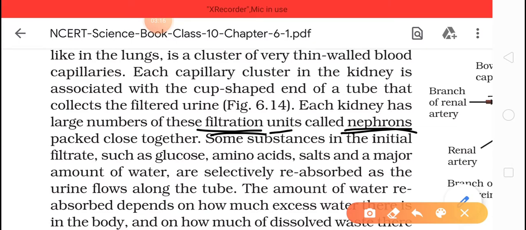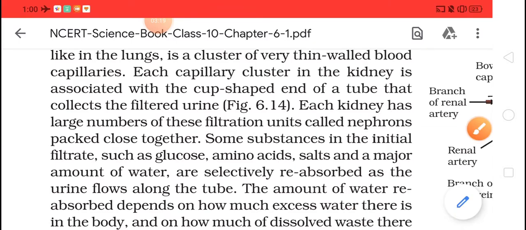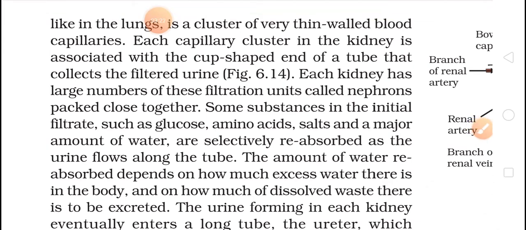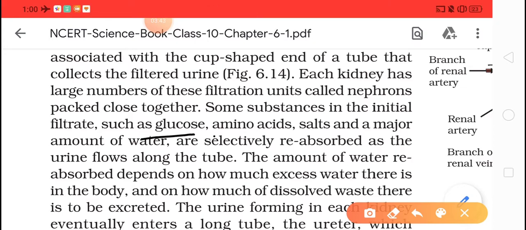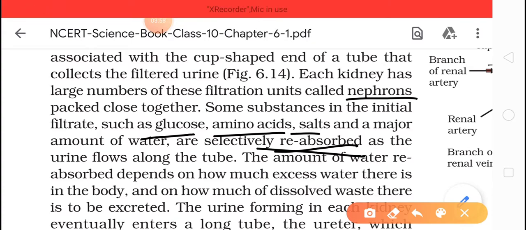So what is it called? A filtration unit. Okay, some substances in the initial filtrate, such as glucose, amino acids, salts and a major amount of water, are selectively reabsorbed as the urine flows along the tube. Okay, so during the filtration, some of the materials, which materials are they talking about? Glucose, amino acids, salts, they enter into these nephrons. Okay, now we want these materials back, so they will be reabsorbed back.